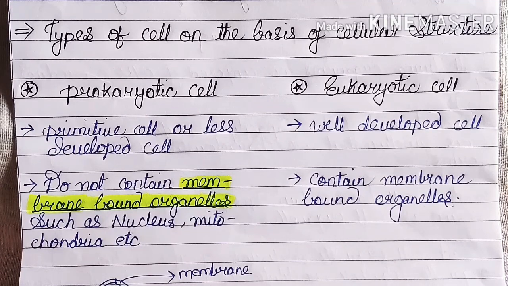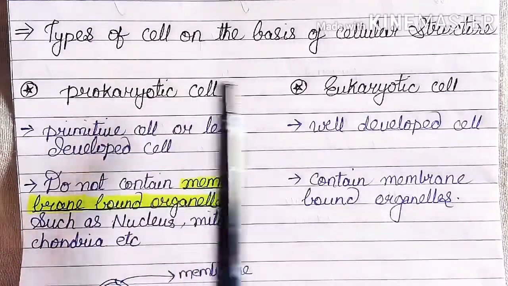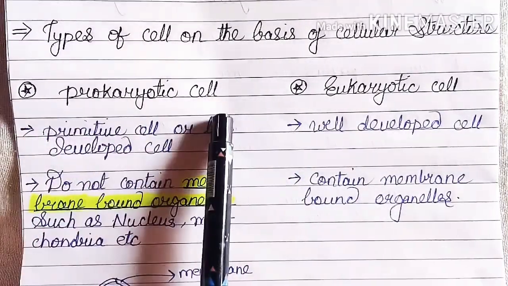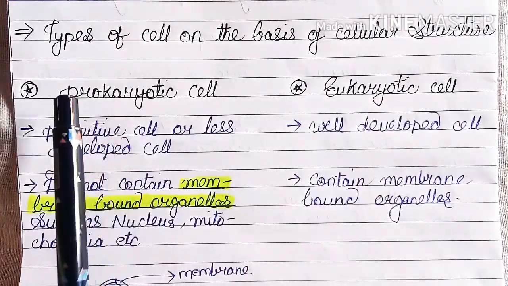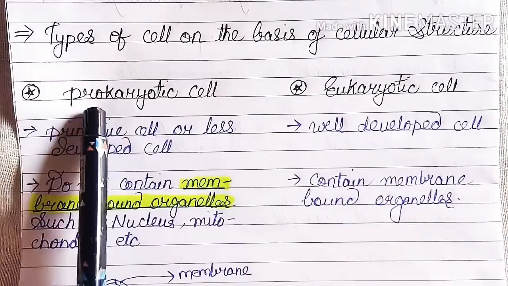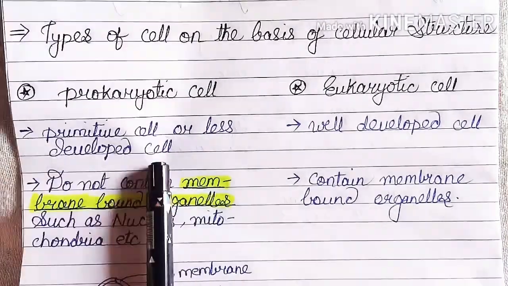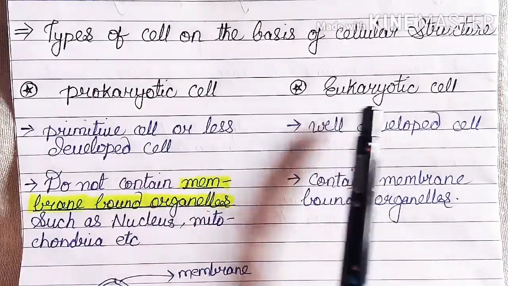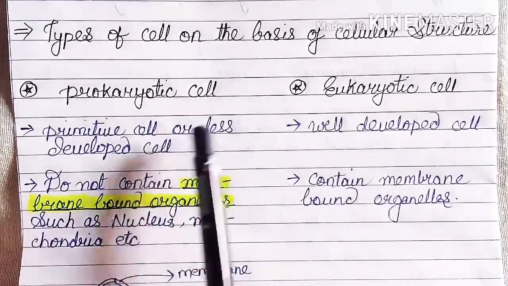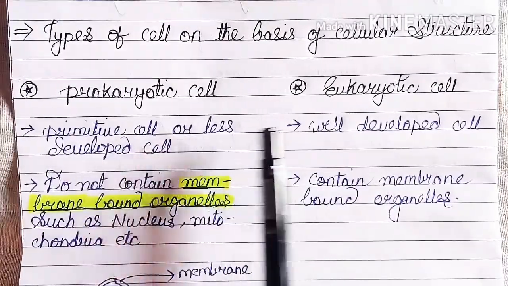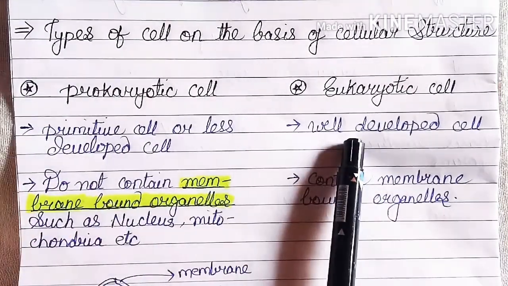On the basis of cellular structure, the cell is divided into two types, that is prokaryotic cell and the other one is eukaryotic cell. Now what is prokaryotic cell? Prokaryotic cell means a primitive cell or a less developed cell, while the eukaryotic cell means a well developed cell. So this is the basic difference between both the cells. This is the less developed cell and this is the more developed cell.